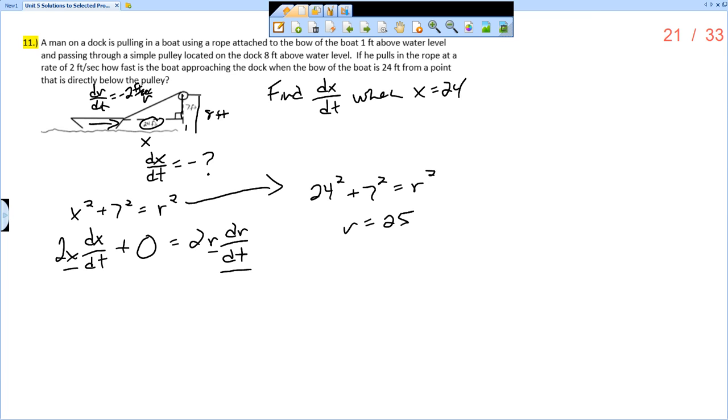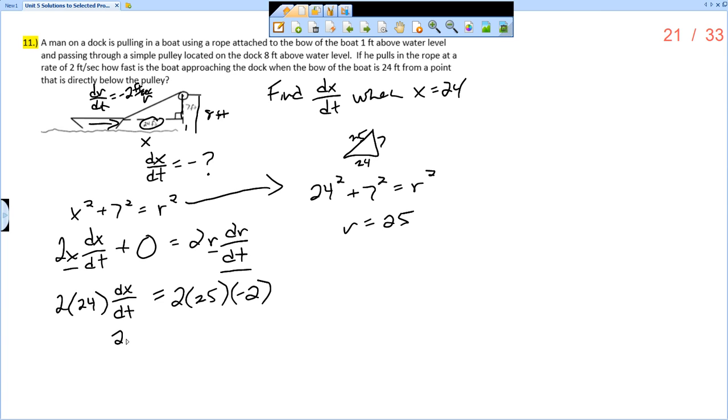Obviously, you can solve this using the Pythagorean theorem, or you can remember that there is a special right triangle, a 7, 24, 25 right triangle. So r is 25. Now I'm going to plug in those values. So 2 times x, which is 24, times dx/dt, which is what we want to know, equals 2 times r, which is 25, times dr/dt, which is negative 2. Don't forget about the negative sign.